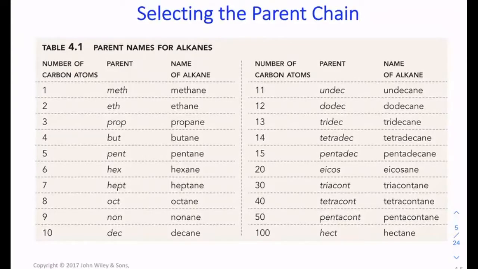Here is a table that will show you how to name the parent chain. If our longest carbon chain is 1, then we will use the parent name meth. 2 is eth. 3 is prop. 4 is but. 5 is pent. 6 is hex. 7 is hept. 8 is oct. 9 is non, 10 is dec.